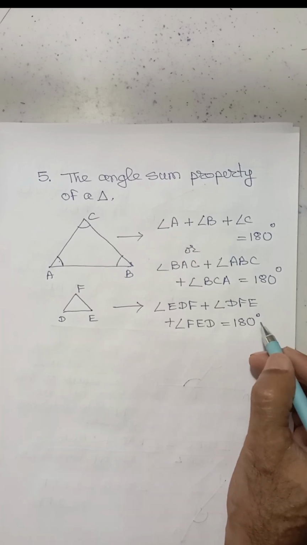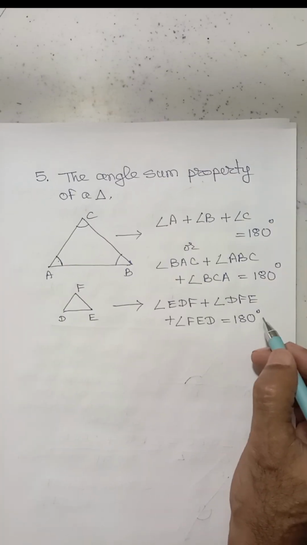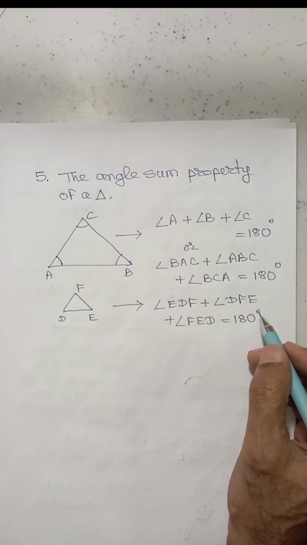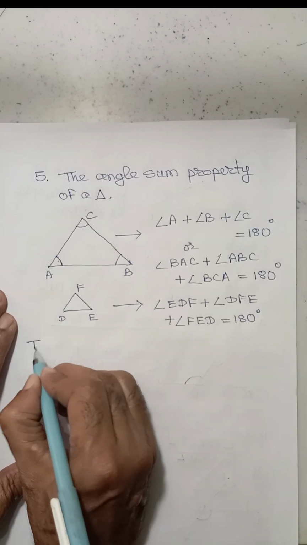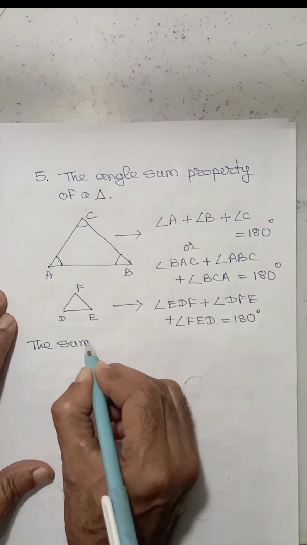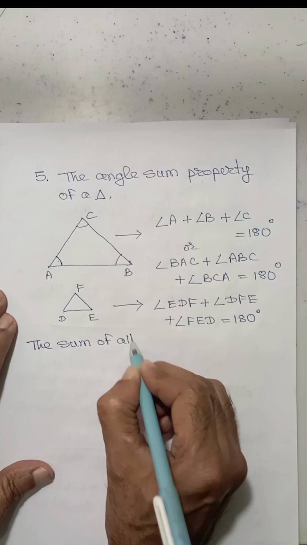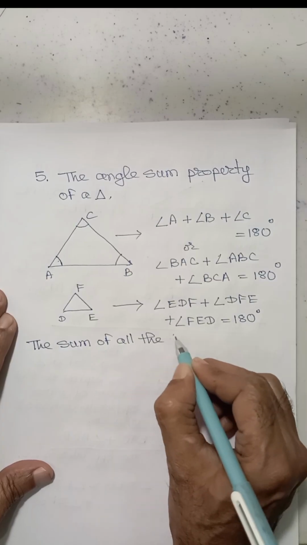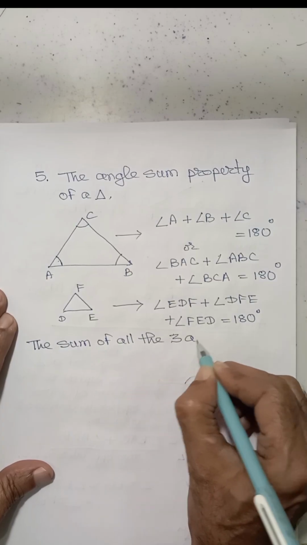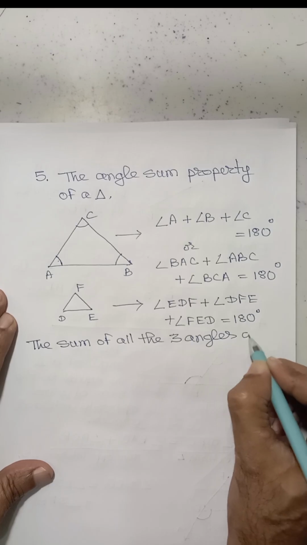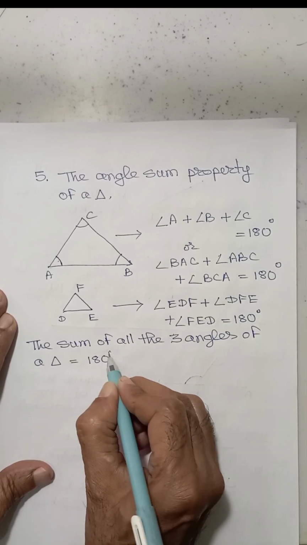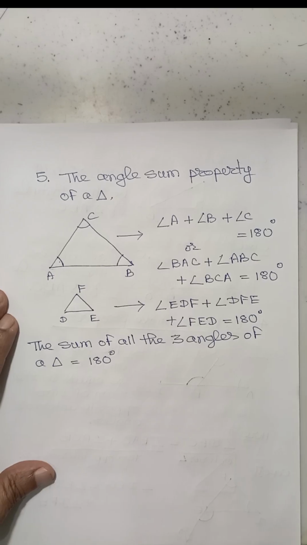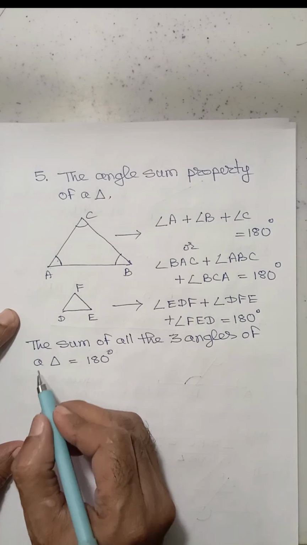So we have now understood that the sum of all the angles of any triangle, irrespective of its size, is equal to 180 degree. So we will write this: the sum of all the three angles of a triangle is equal to 180 degree, or you may say supplementary. So this was the angle sum property of a triangle. Now we will prove that.